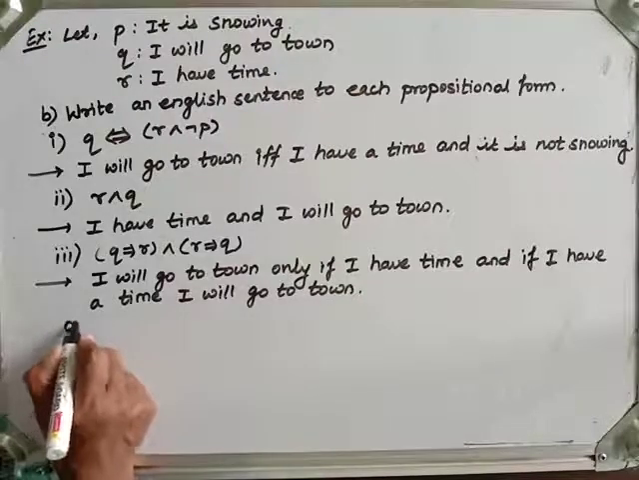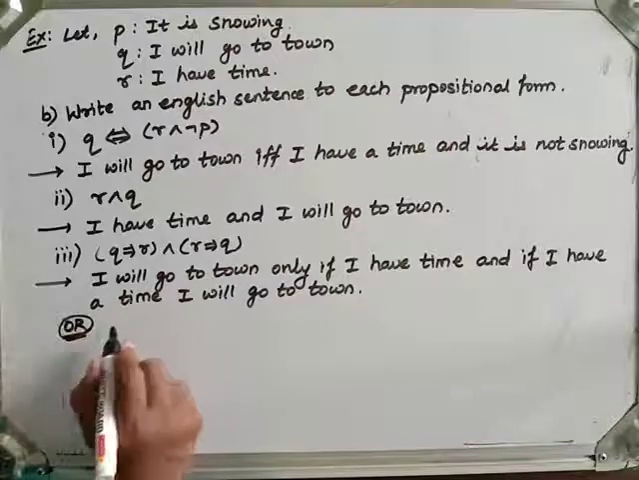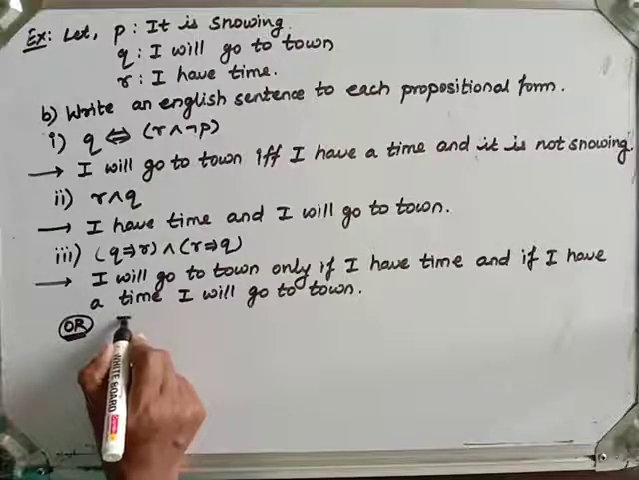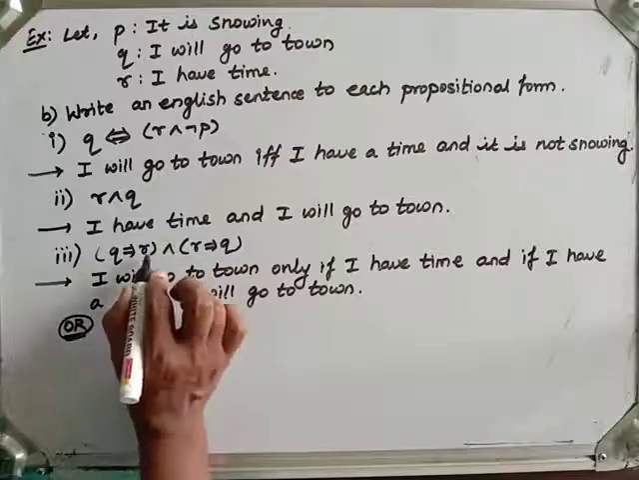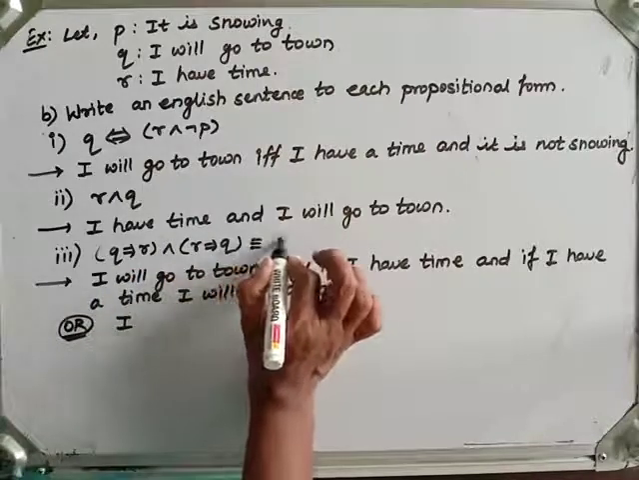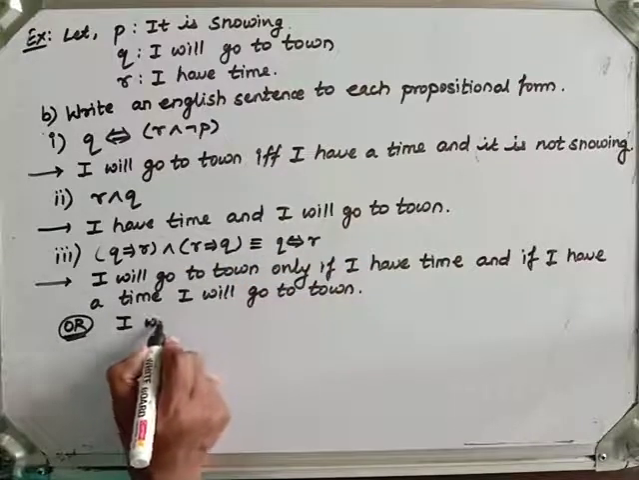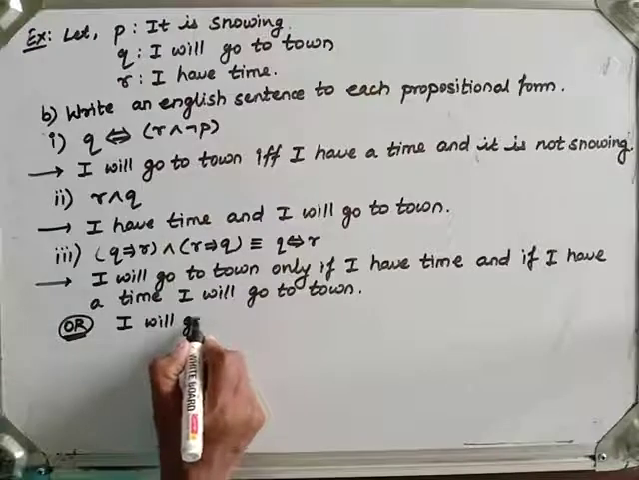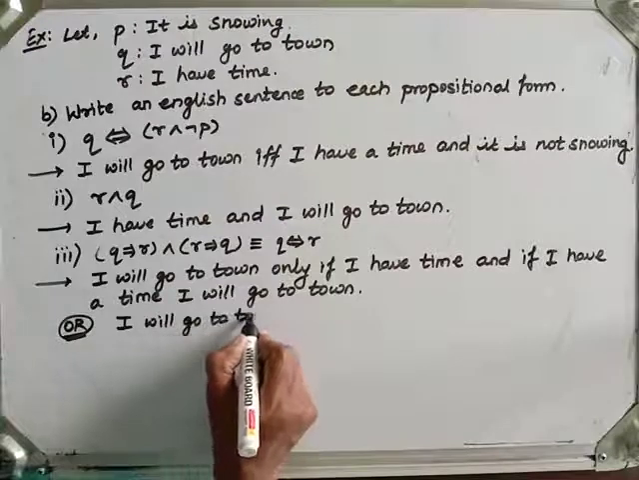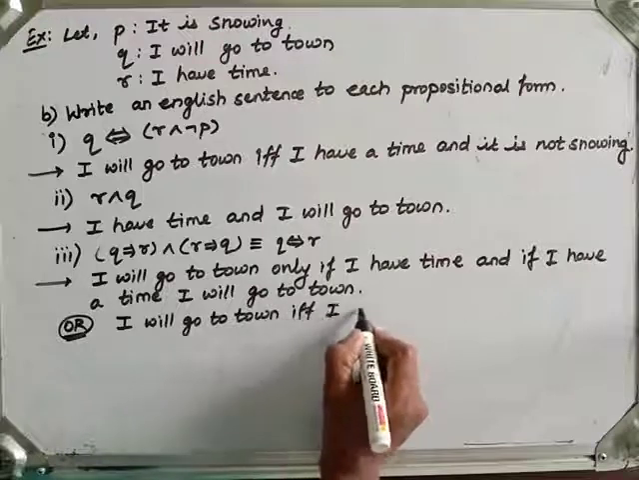Or the same one can be written as another equivalent statement. This is nothing but double implication. Q implies R and R implies Q is the same as Q if and only if R. So I can write: I will go to town if and only if I have time.